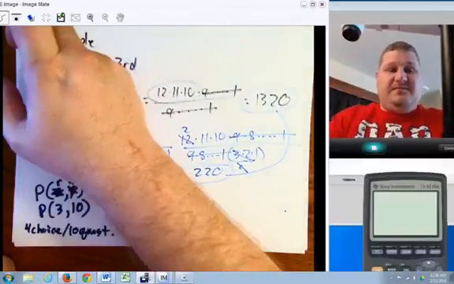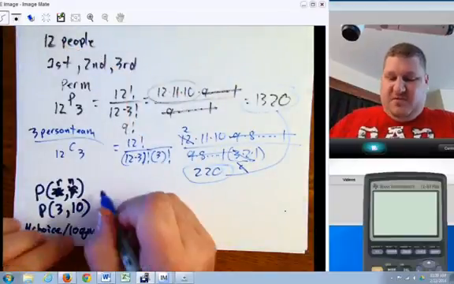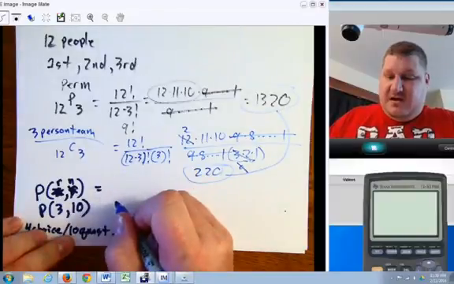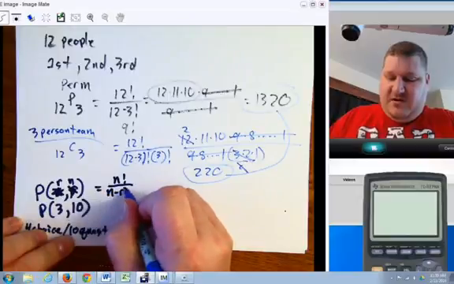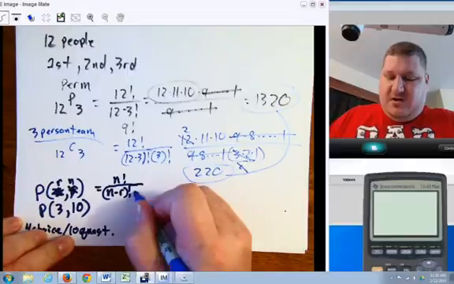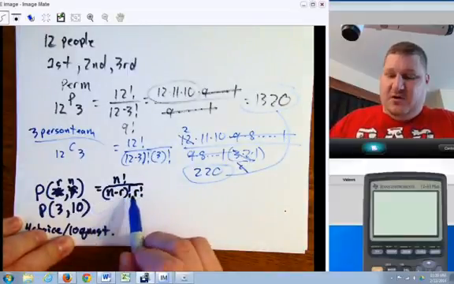Now, to get exactly 3 out of those 10 correct, I need to use the formula. That formula is going to be n factorial over n minus r factorial, because again, I don't care which 3 I get correct, so order does not matter.